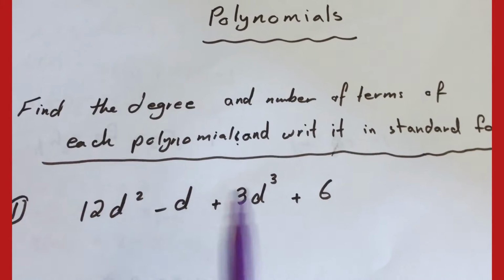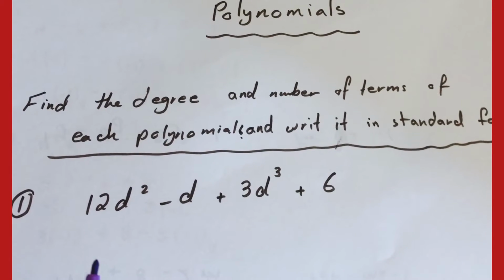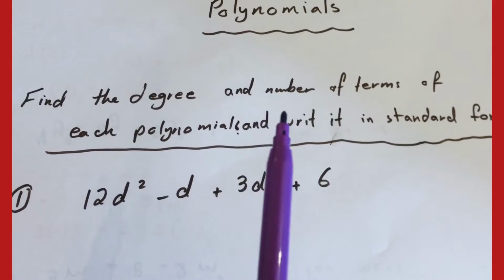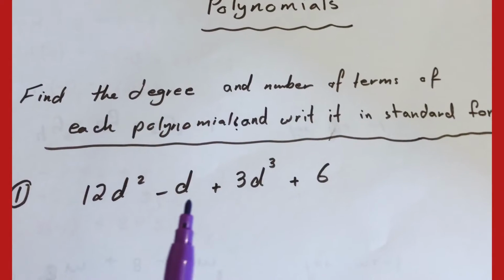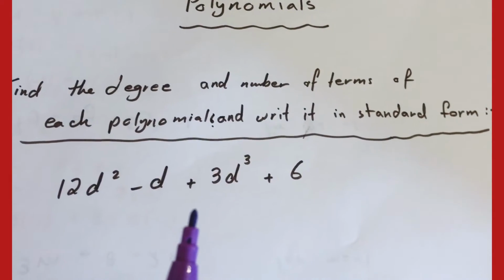Let's start with the first question, and while I'm explaining the question I will explain the lesson. Find the degree and the number of terms of each polynomial and write it in standard form.